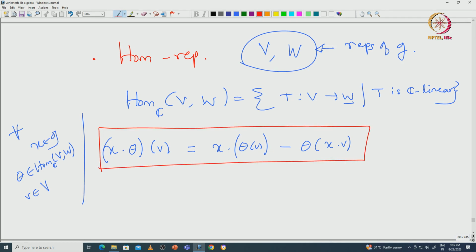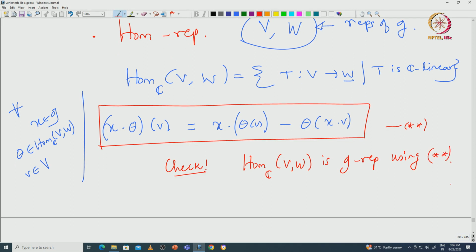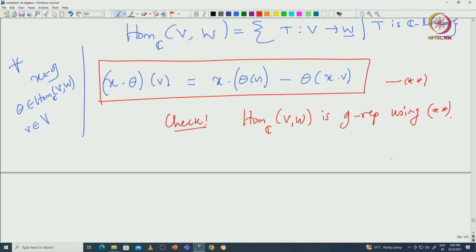If you take this definition, then I encourage you to check that this Hom space again becomes a G representation. So, Hom(V, W) is again a G representation using this double star. At least once you should check these facts in your lifetime. Once you check these facts, you will never check again. So, I urge you to check these facts.